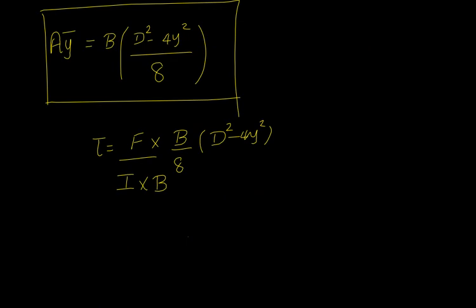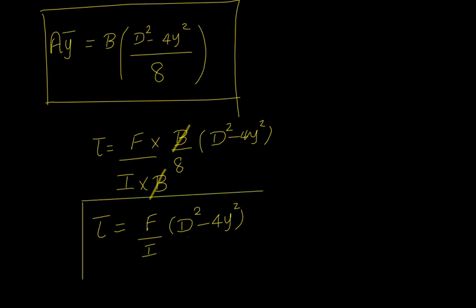So I have written this capital B in the denominator and capital B in the numerator. They cancel each other out. In the next step, tau is equal to F divided by I into capital D squared minus 4y squared. So this gives you the expression for shear stress. Now I'm going to just put a box. So this is the expression that gives you the magnitude of the shear stress.